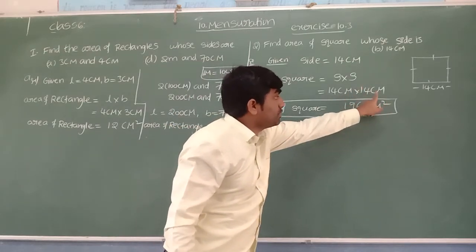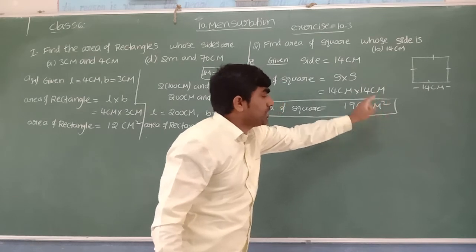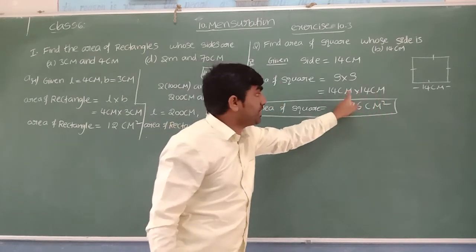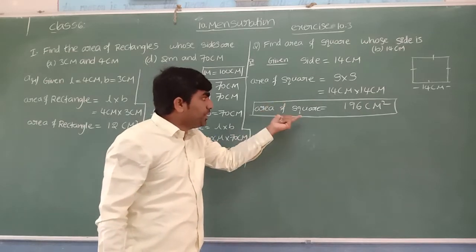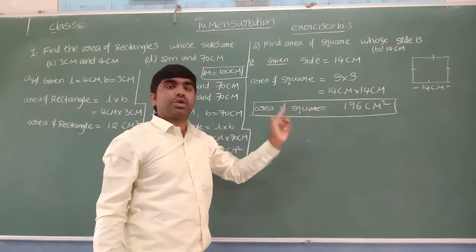Here the sides are in terms of centimeters, so square centimeters. In case the sides are in terms of meters, square meters. So finally, what are the units of area? Square units.